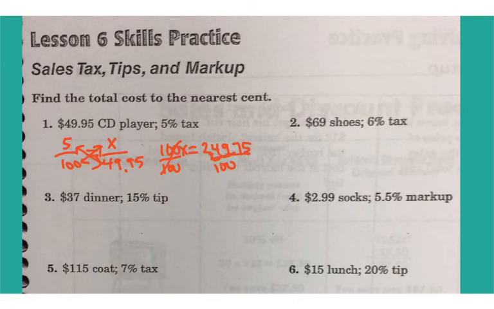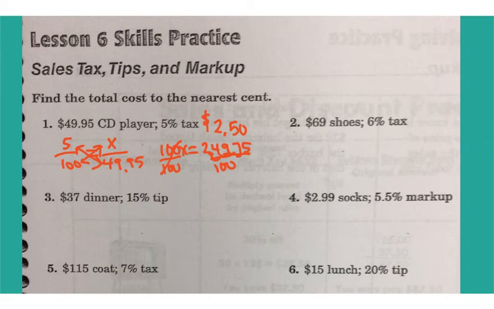And we're going to round to the nearest cent. So nearest, there's a 9 there, so it's 249, but there's a 7 over here, so we're going to round that up to 250. So what does that mean in the context of this problem? It means that the sales tax on a CD player for that much money is $2.50.